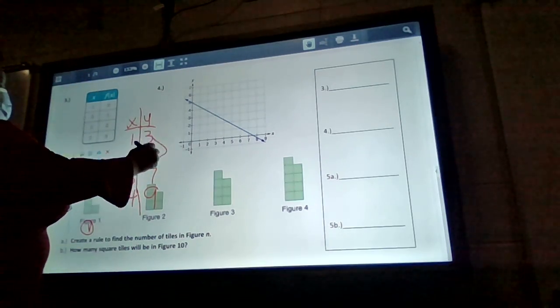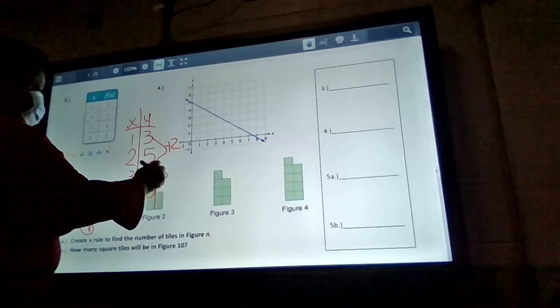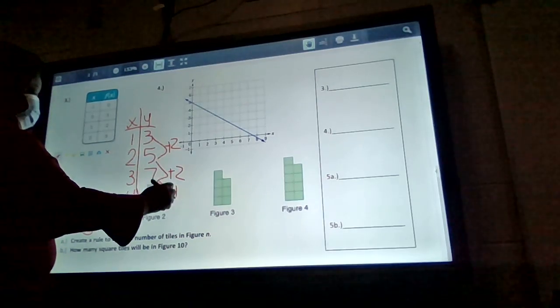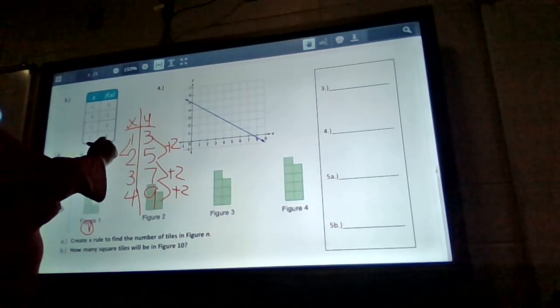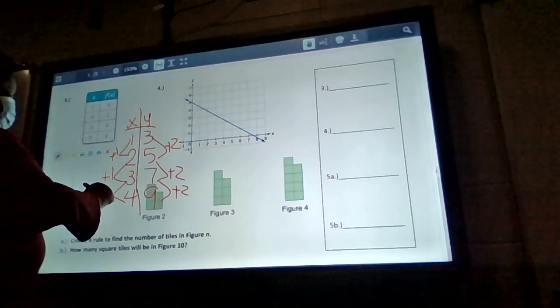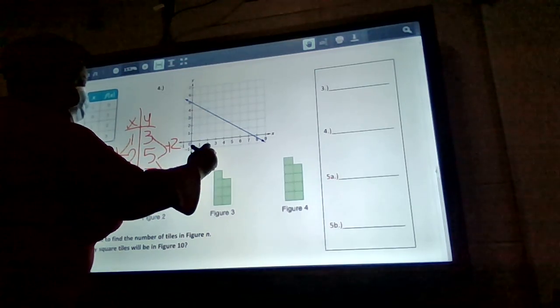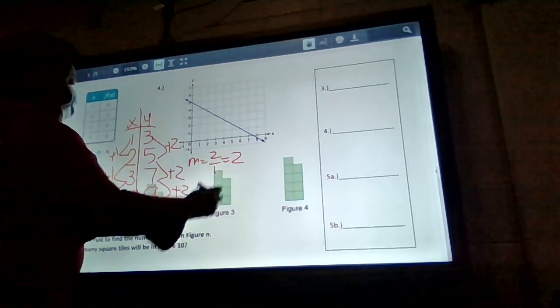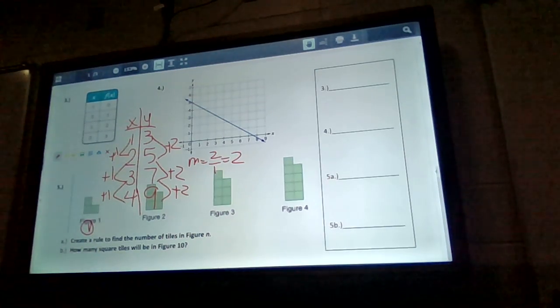Okay. So my change here is plus 2. And my change here is plus 1. So my slope is plus 2 over plus 1, which is 2. I've got to find the y-intercept. So I need to know the value of y when x equals 0.